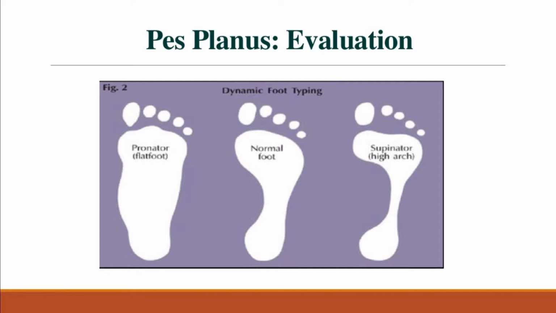If your arch remains high and rigid and doesn't move, and also correlates with claw or stiff toes, you are considered a supinator, which often correlates with having a high arch. Please note on the PowerPoint the posterior tibial tendon.